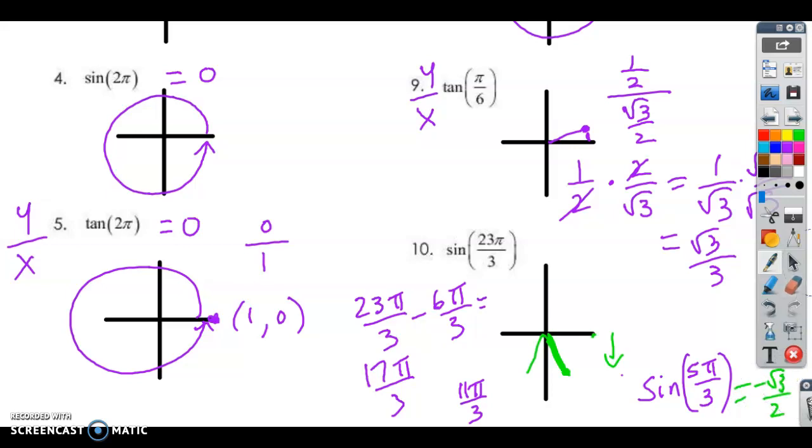Negative root 3 over 2. And luckily, I am finished.